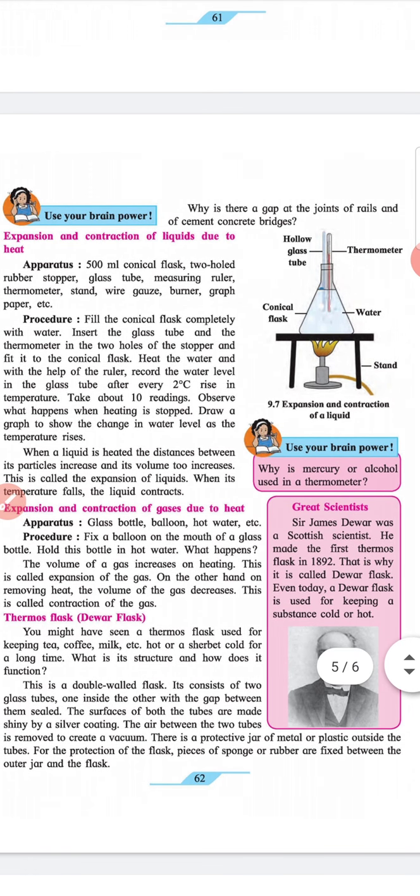Heading: Use your brain power. Why is there a gap at the joints of rails and of cement concrete bridges?